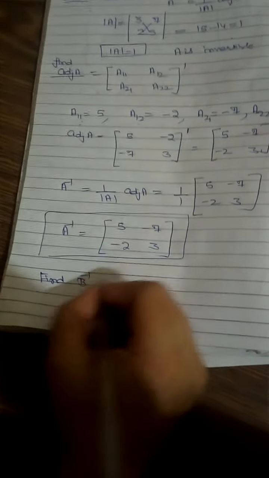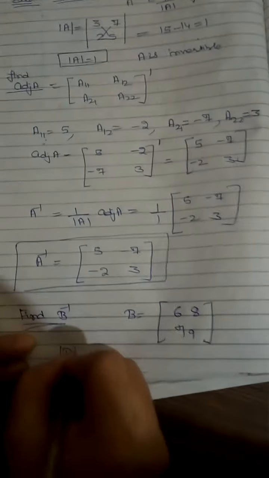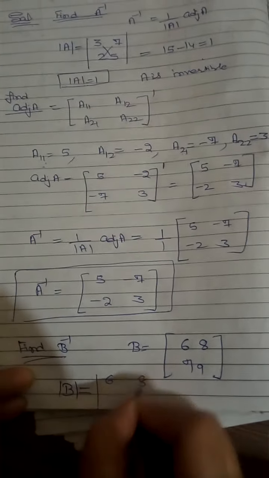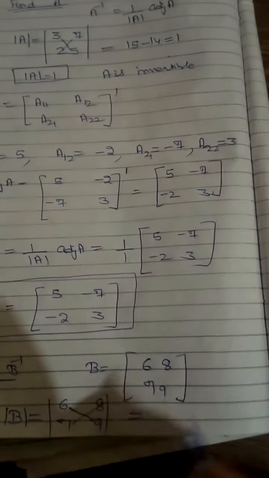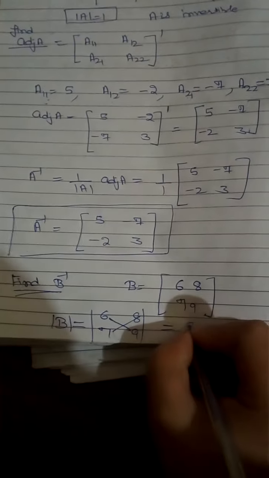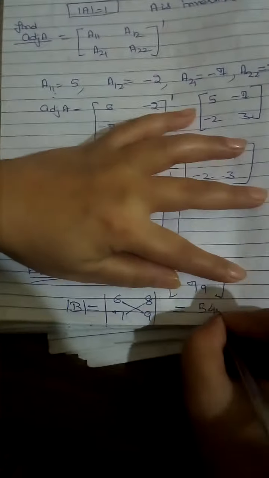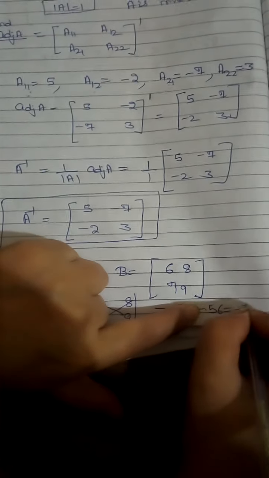Now we will find the value of B inverse. Next target, find B inverse. What is the B matrix? The B matrix is 6, 8, 7, 9. Find the determinant of B. The determinant of B is |6 8; 7 9|. So determinant B is coming like this: 54 minus 56. So it is coming minus 2, that is not equal to 0. So B is invertible.